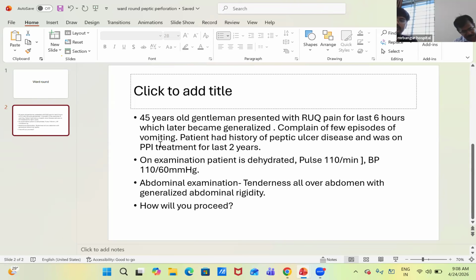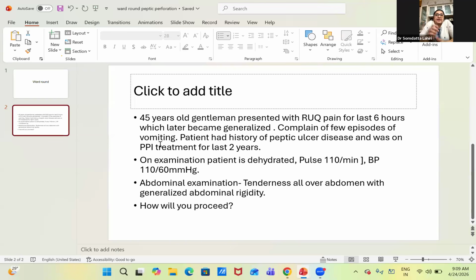Large perforation. Suppose, sir, actually, once we had a similar situation in our OT. What I had asked them to do was place a stapler, a 60 blue stapler, distal to the perforation, close to the perforation, and staple that. So you are in a way isolating that part.